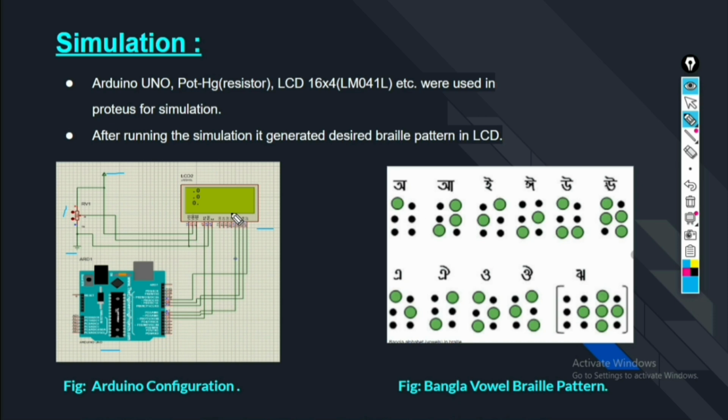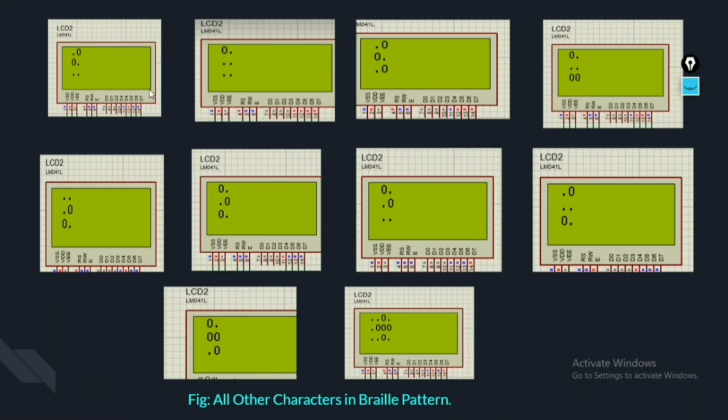Then after running the simulation part, it generated the desired Braille pattern on the LCD. For getting our desired result, we inserted Shore A in our prediction part, so it generated Braille Shore A that we can see over here in the display, and this Shore A corresponds to the Shore A of this image. So we can see that our Arduino code is working properly. Now if we move on to our next slide, we can see that these are all the other Braille characters that we have generated by using our Arduino.